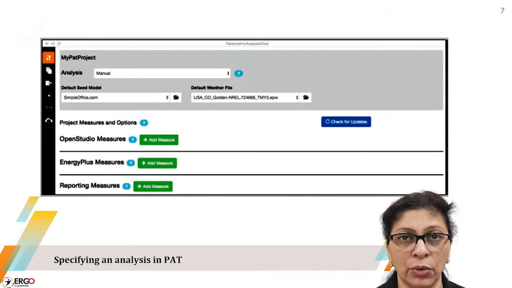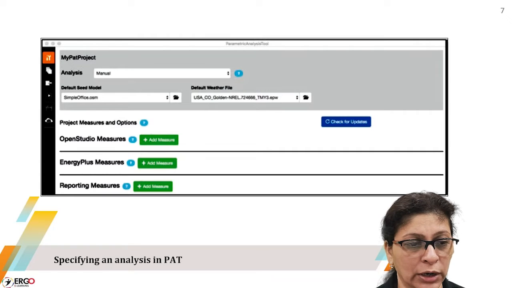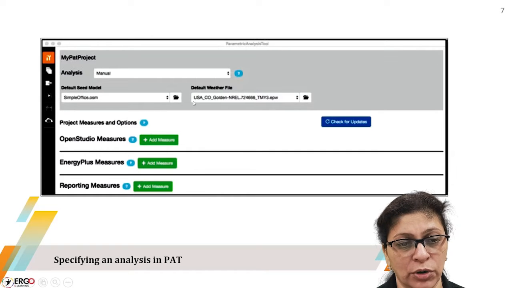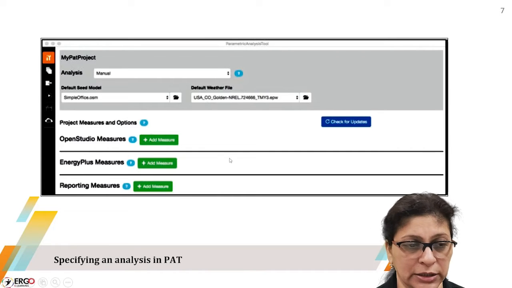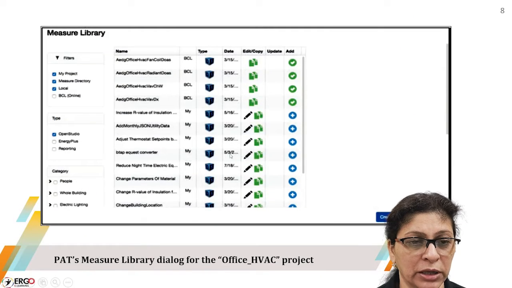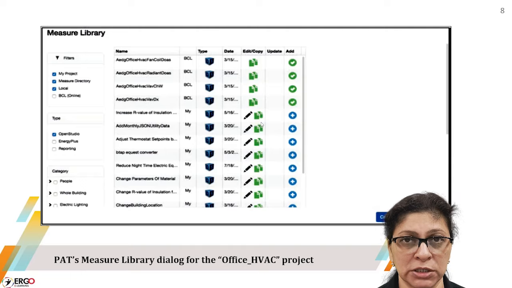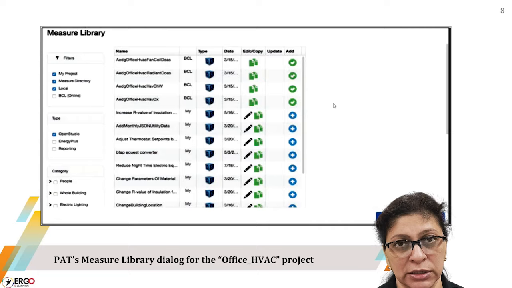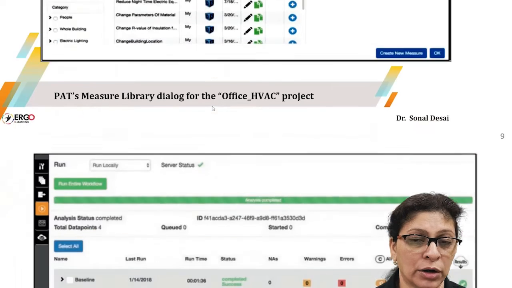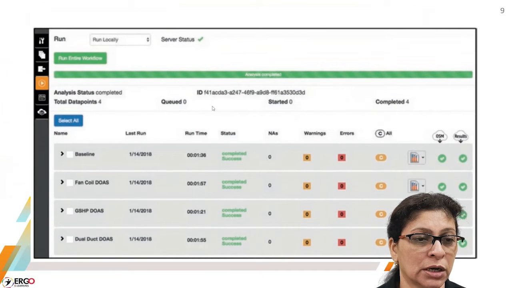So this is how a PAT tool window looks, and as I just said, there will be 3 types of measures to be defined over here. The seed model, that is the base model, is selected, and the weather file is to be added. Going ahead, there will be measures available like this. If you already have them in your library, they will be listed as downloaded, or else you can download these measures from here by just pressing these icons. Also you can search from this.